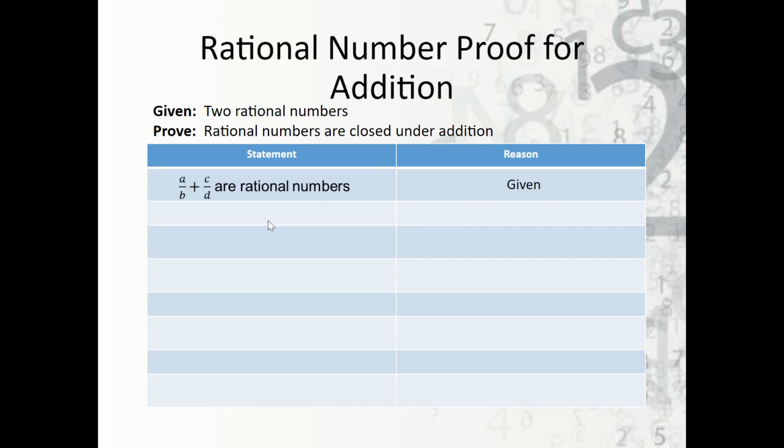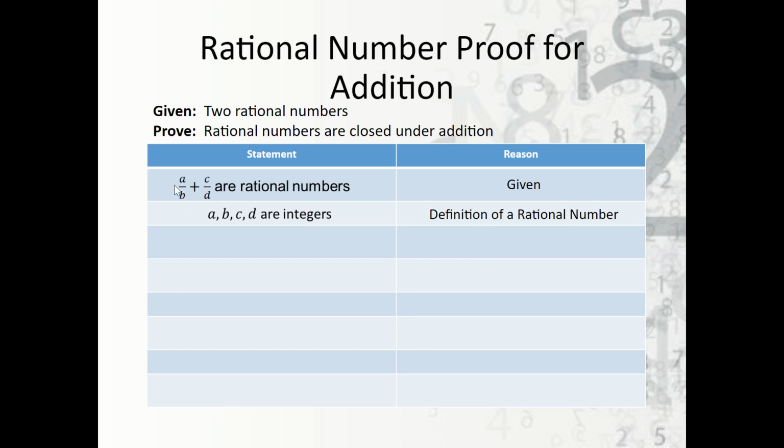Now we should note that A, B, C, and D are all integers, and we know that because of the definition of a rational number, right? Because these are rational numbers, each of these has to be an integer. Now, from that, we need to decide how we can actually add A over B plus C over D. Well, we should notice that they don't have common denominators. This one's B, this one's D, so we need to create common denominators.